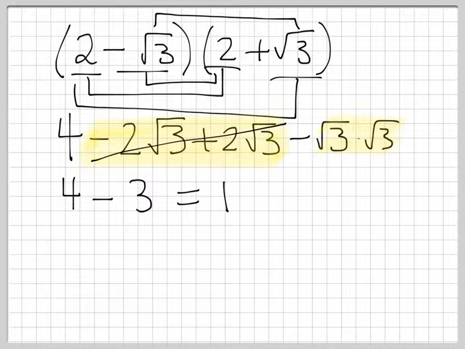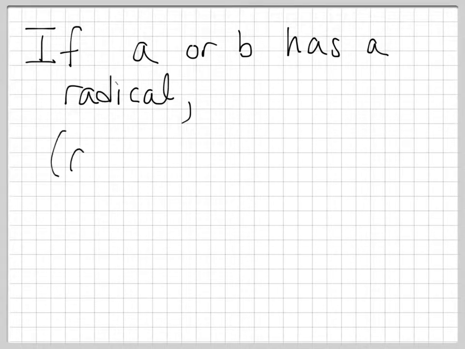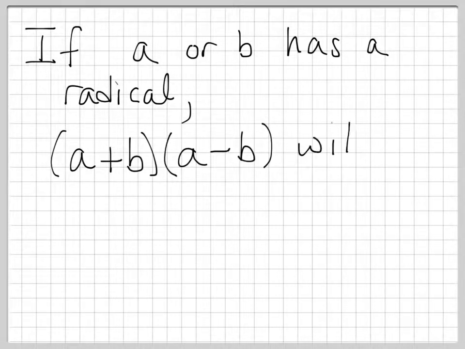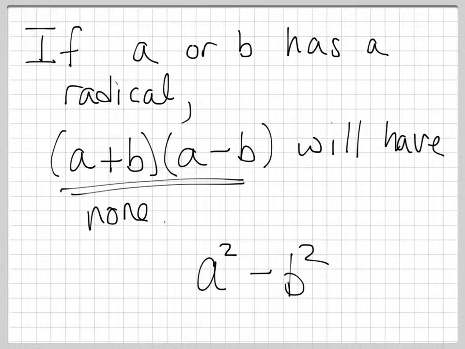And so we multiplied these two expressions, and all of the radicals disappeared. And so, here's a little fact. If A or B has a radical, A plus B times A minus B will have none. And the reason is, you should recognize this from factoring. A plus B times A minus B is A squared minus B squared.